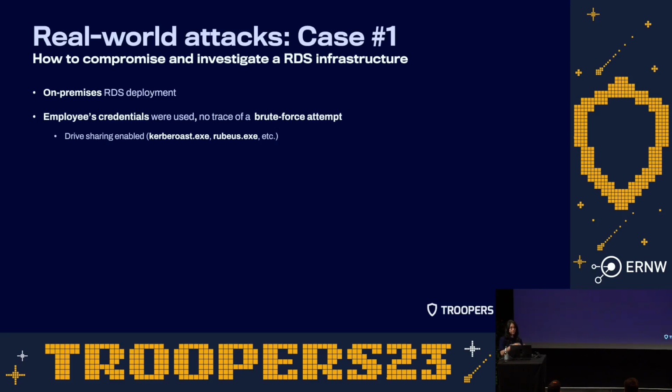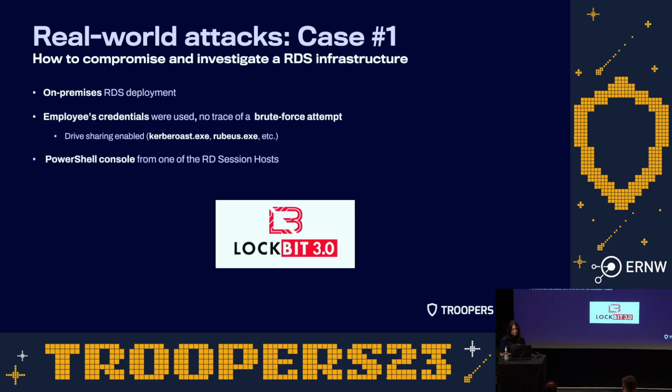The threat actor managed to access the network by using employees' credentials, and there was no brute force attempt. When the threat actor logged on to the RD session host, drive sharing was enabled. So in the logs, we can see all of its tooling, from the Kerberos executable to Rubeus and so on. The threat actor carried out the attack from the RD session host, and it used the PowerShell console to do that. So the RD session was not locked down at all. And this attack ended up with the LockBit ransomware being deployed on the client's estate.